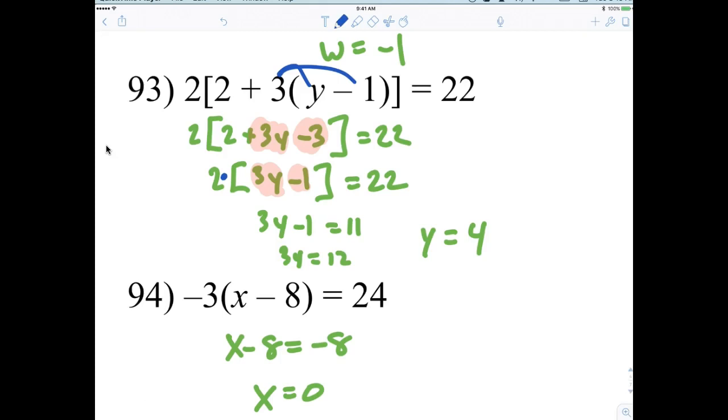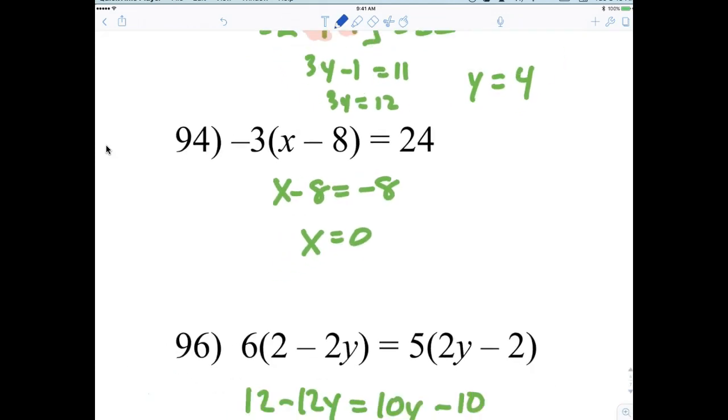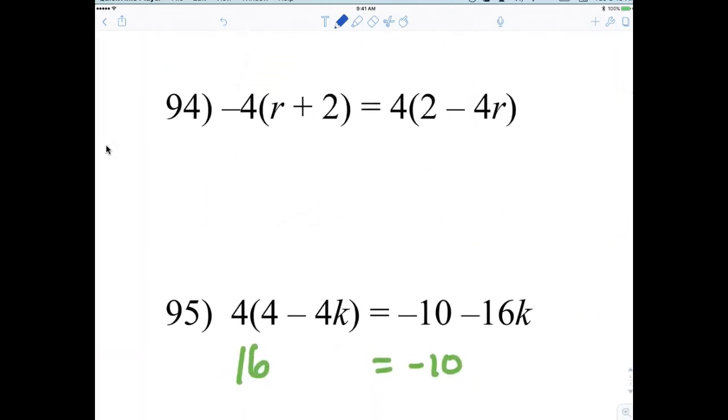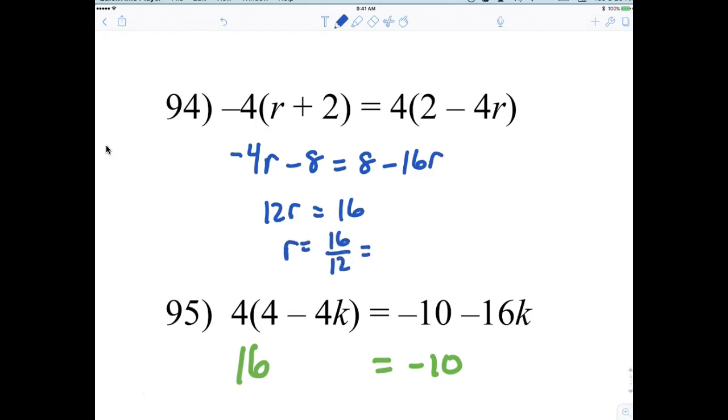94. Here we just divided both sides by -3. x minus 8 equals -8. Oh, the other 94. Yes, thank you. So now distributing, -4r minus 8 equals 8 minus 16r. 12r equals 16. So r equals 16 divided by 12, which is 4/3.